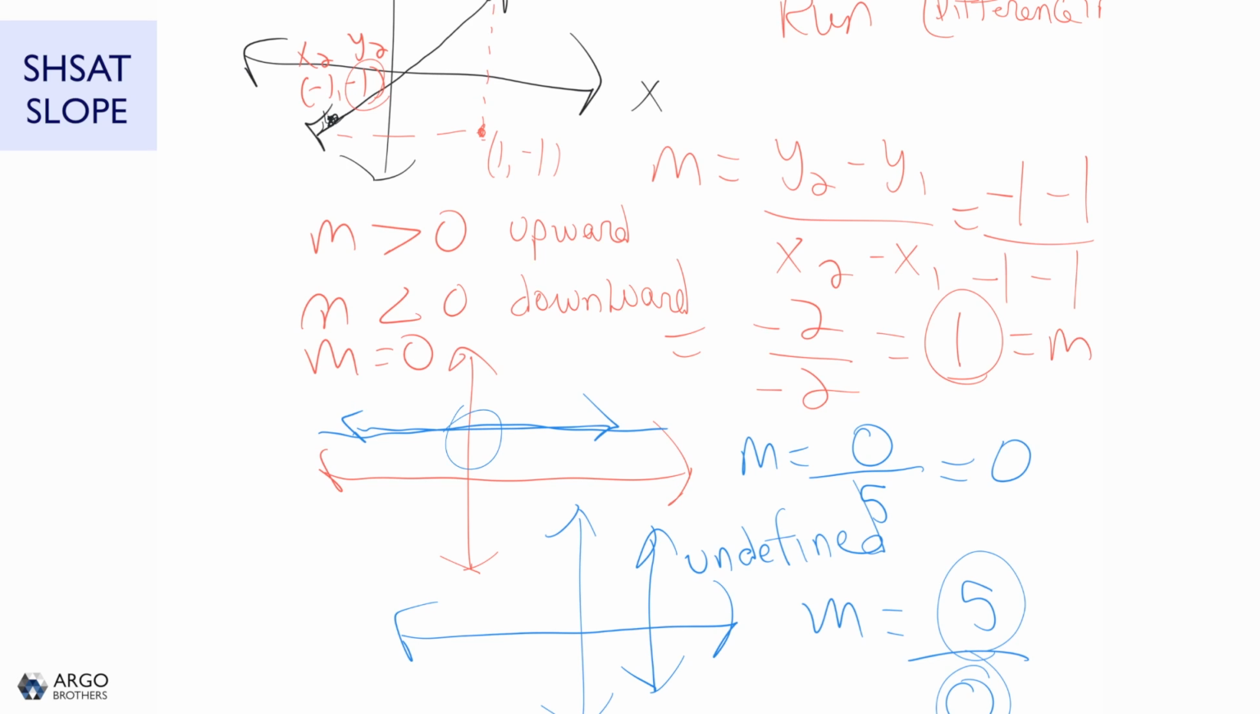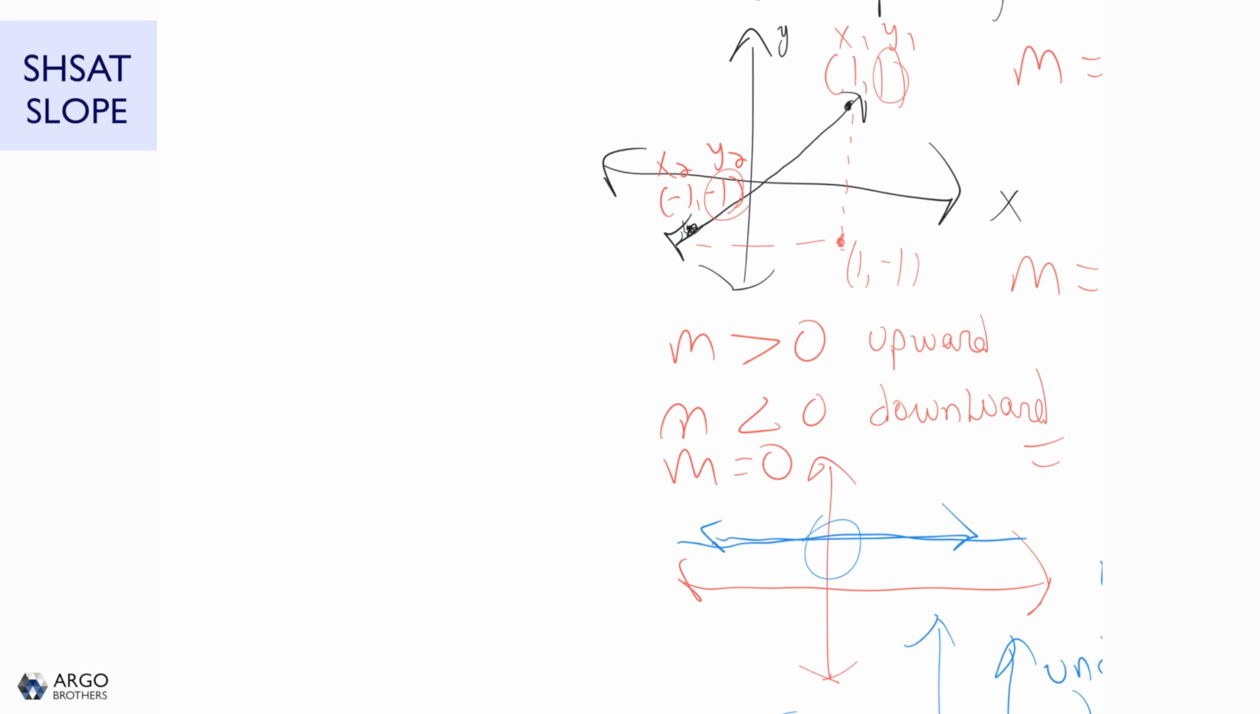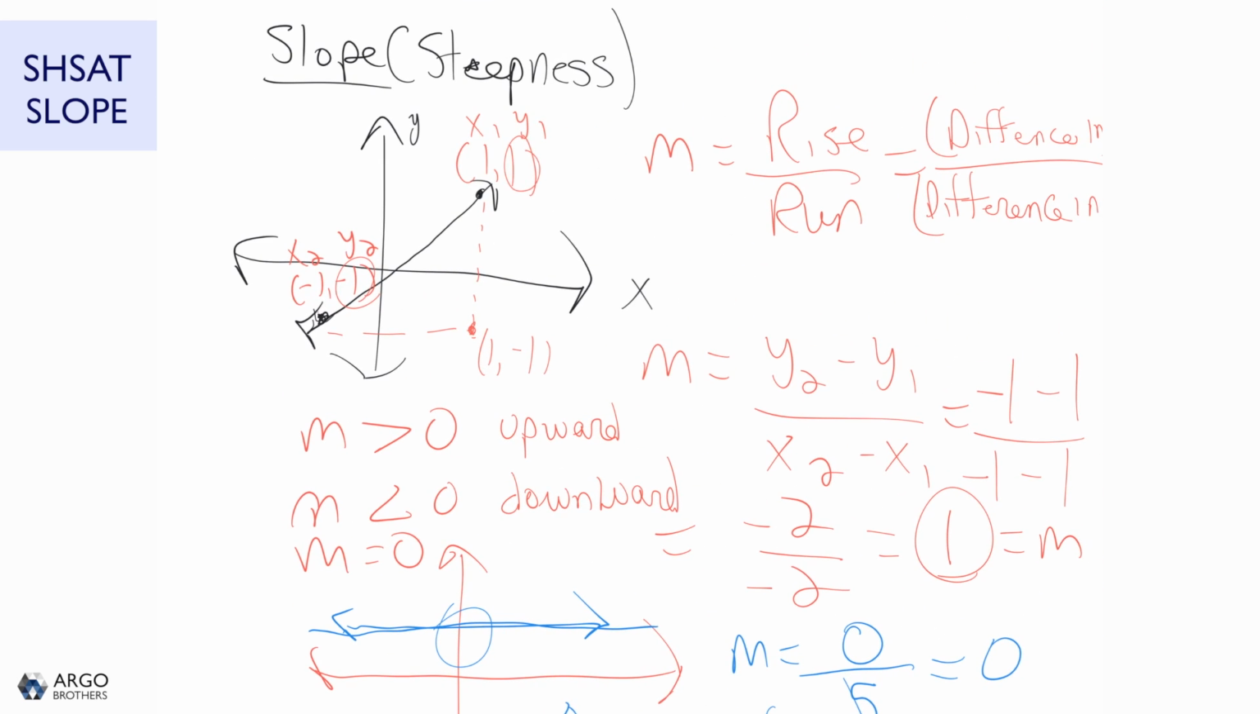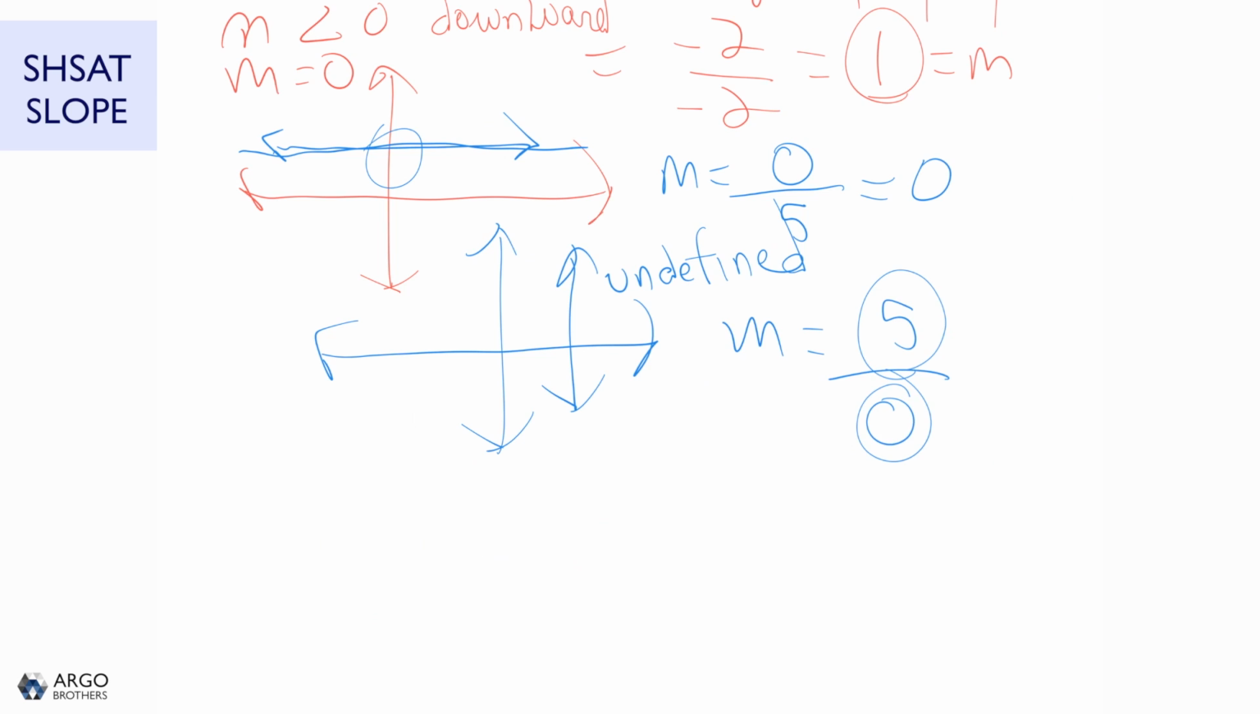And then the rest are in between, okay? The rest are in between 0 and undefined. You could have a -0.5 slope, 1/2 slope, 10 slope, and so on. So that's how you find slopes, okay? So that's slope, the steepness of a line. Alright, so now let's try a problem.